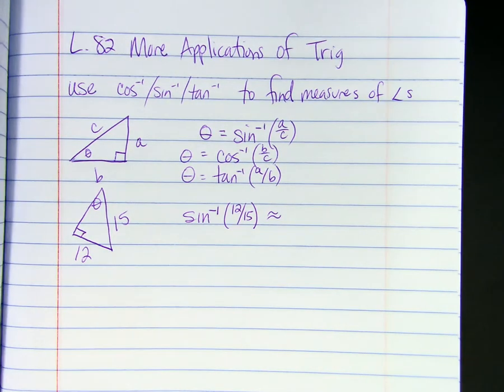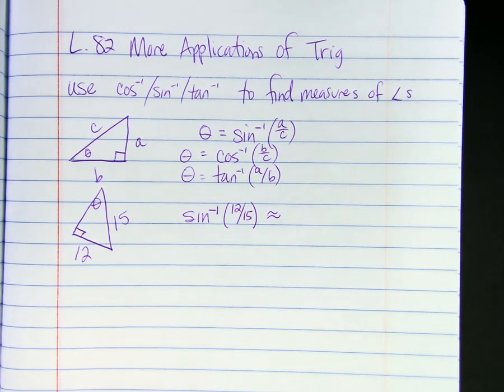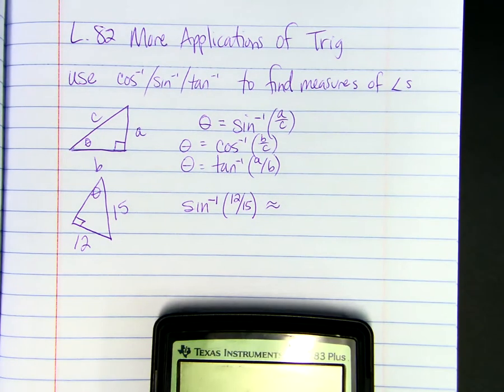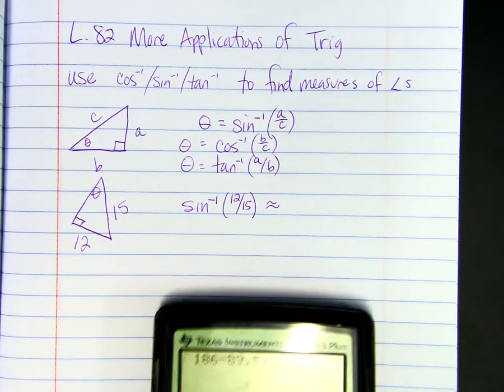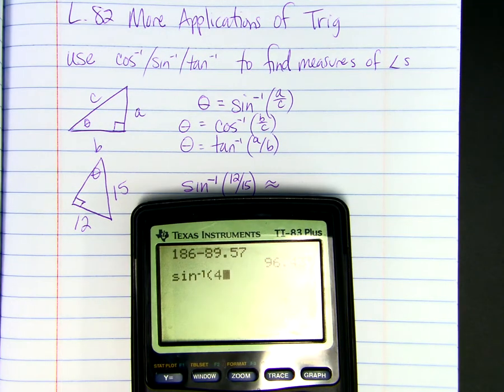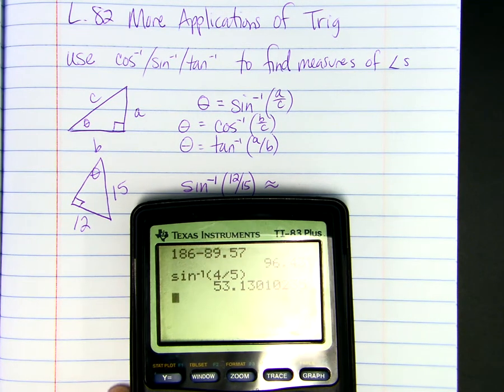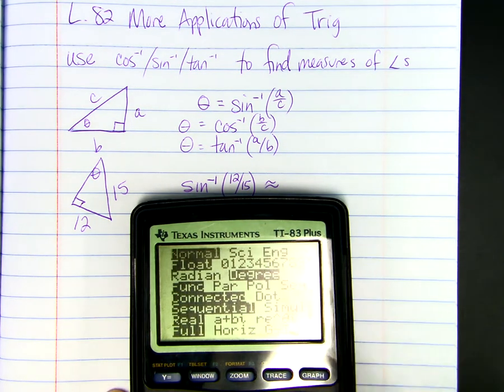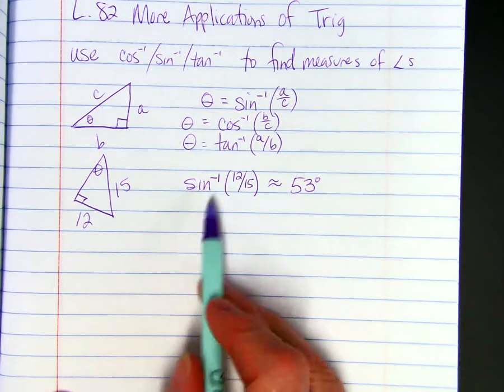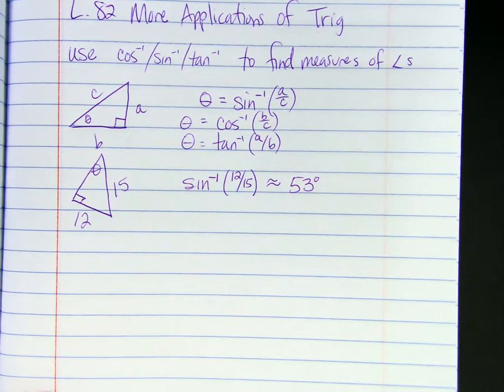Yeah, 4/5. On the calculator, you want to do sine inverse, which is second sine, of 4 divided by 5, and it doesn't matter if you reduce or not. 12/15 gives you the same answer. Enter. It's approximately 53 degrees, and my mode is in degrees, so 53 degrees. So we use that inverse to find the missing angle measure.